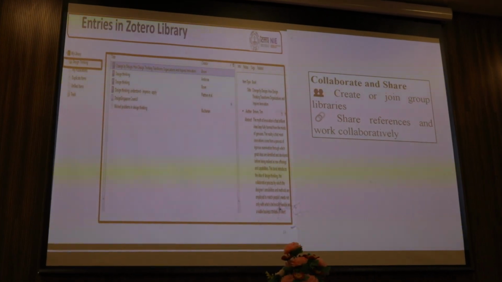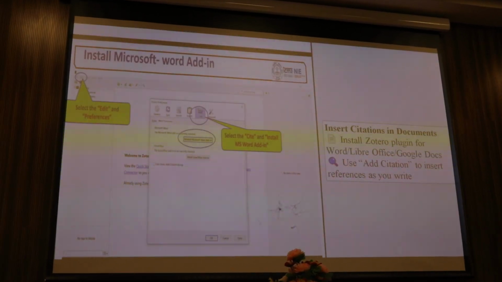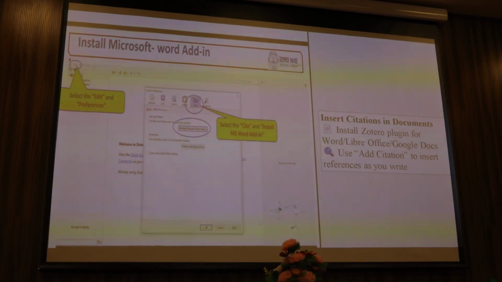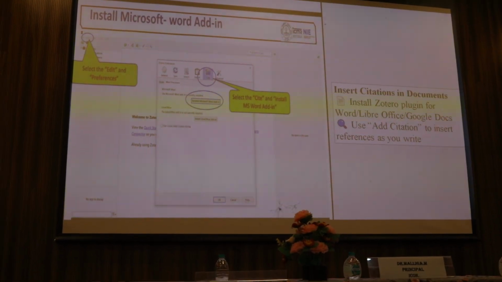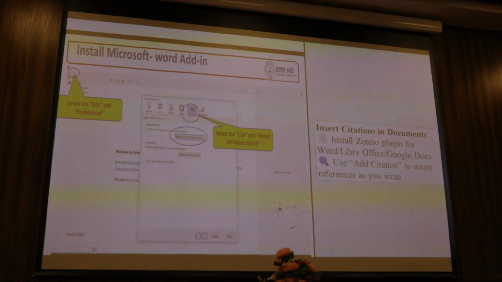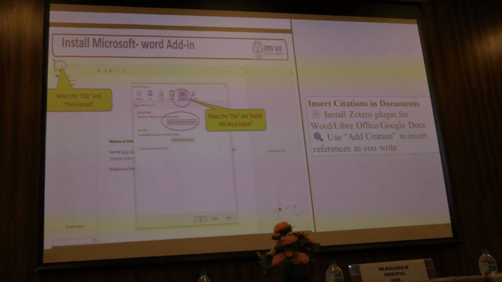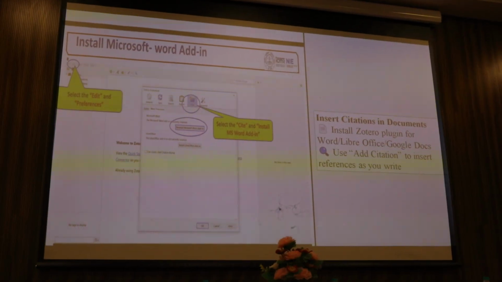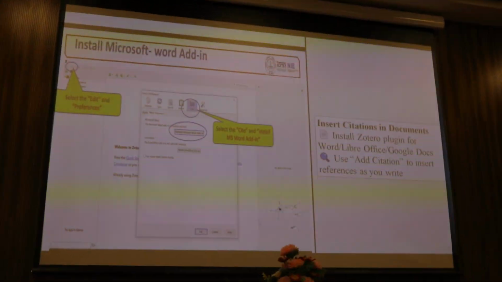Collaborate and share. Create joint group libraries, share references and work collaboratively. I think I am going too much in this. So install Zotero plugin for Word. Use add citation to insert references as you write. So you can browse through YouTube and get to know more about Zotero and you keep using it.